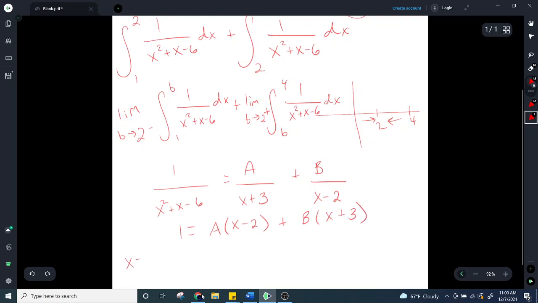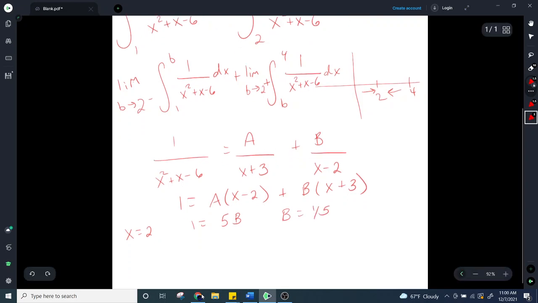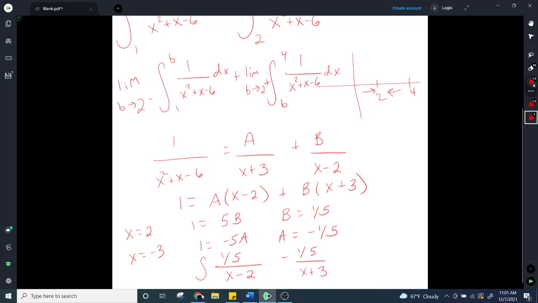Then remember, you choose your values. If x is 2, a would zero out, and we would have 5 times b, so that makes b equal to 1/5. And if x were -3, the b would zero out, and we would have -5a, so a would be -1/5. Then you'd go back and integrate. I'd maybe write the b term first, 1/5 over x minus 2 minus 1/5 over x plus 3, because it's positive. And of course, those would be your natural log rules. I'm out of room here, but I think you get the idea. You would use those as your antiderivatives.